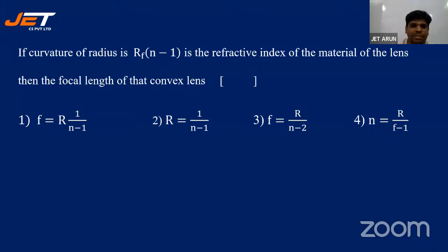All right, here is the question. If n is the refractive index of the material of the lens and R is the radius of curvature, then the focal length of that convex lens is. They have given the refractive index and the radius of curvature. So we need focal length. How do we get it? I use the same lens maker's formula.